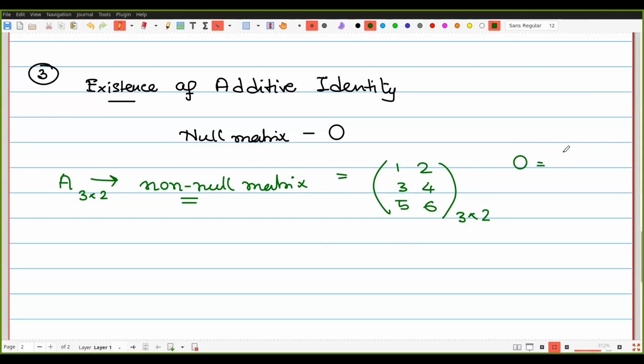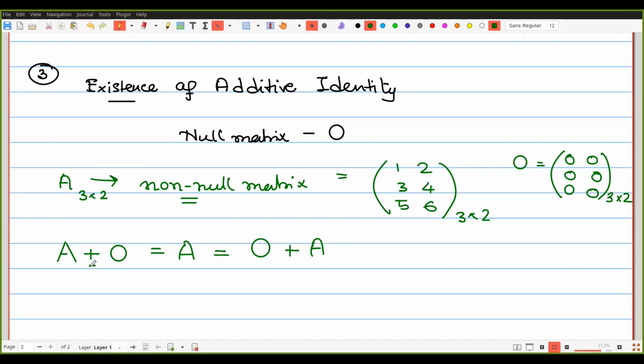So the order of null matrix is like that 0 0 0 0 0 0 or 3 cross 2. So if we write A plus O, we are getting A. That is also the same if we add the null matrix on the left hand side with the matrix addition and the non-null on the right hand side. The difference is that at first on the left hand side the non-null, right hand the null, and here left hand is the null, right hand is the non-null.